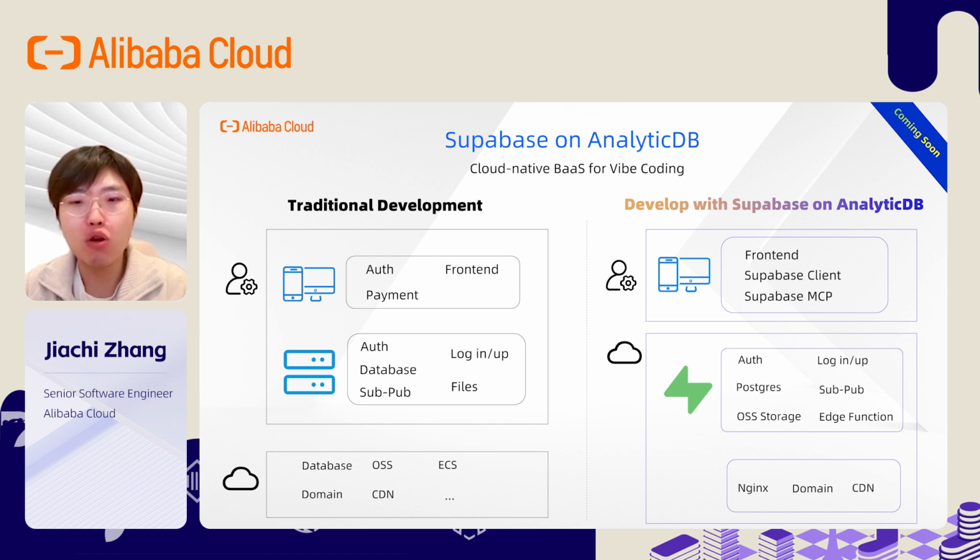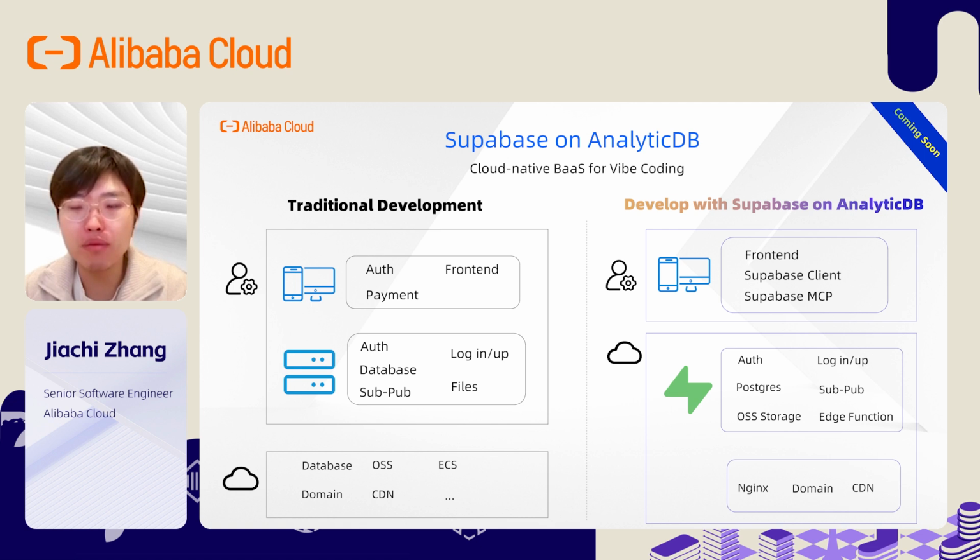Next, let me introduce AnalyticDB Supabase. Supabase is an open-source backend-as-a-service product for web coding. Deployed in Alibaba Cloud, now each user can create up to 2 instances for free. We use this slide to contrast the traditional development with AnalyticDB Supabase.